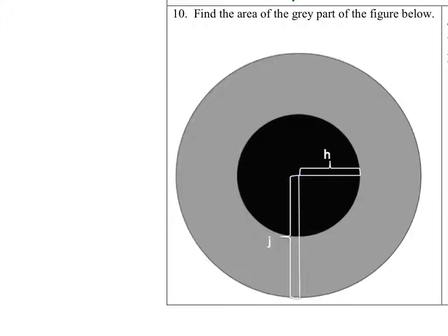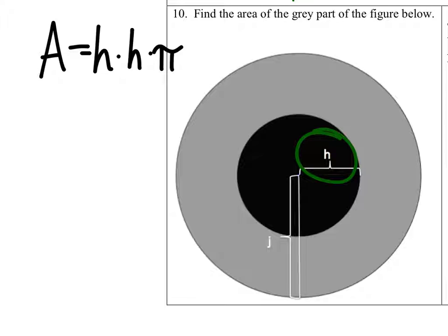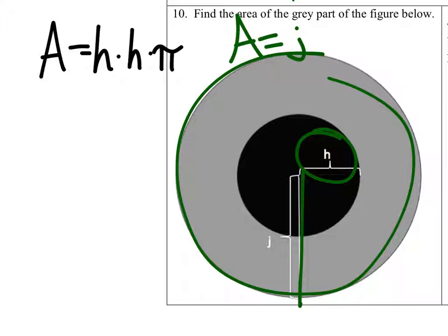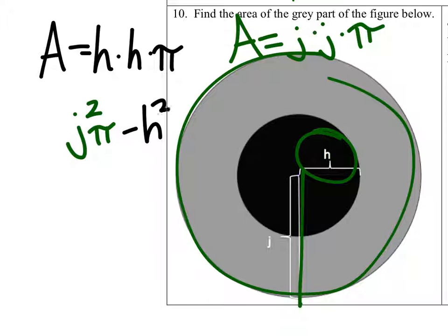So number 10, we're going to find the area of just the gray area again. So let's look at the circle in black right there. That has an area where the radius is just h, which is shown, so I've got h squared times pi. And the whole thing has a radius of j, so the full circle has an area of j squared times pi. So if I wanted just the gray area, I'm going to make that j squared times pi, and I would subtract the h squared times pi. That would be the area of just the gray portion.